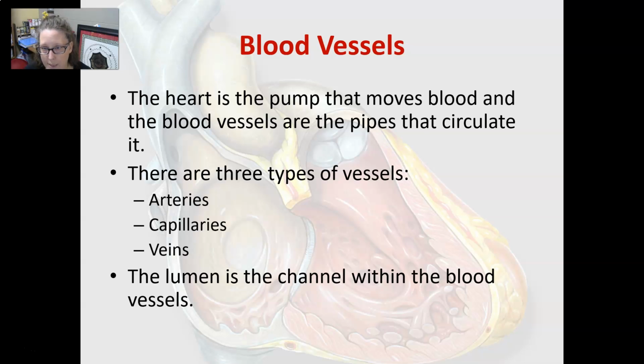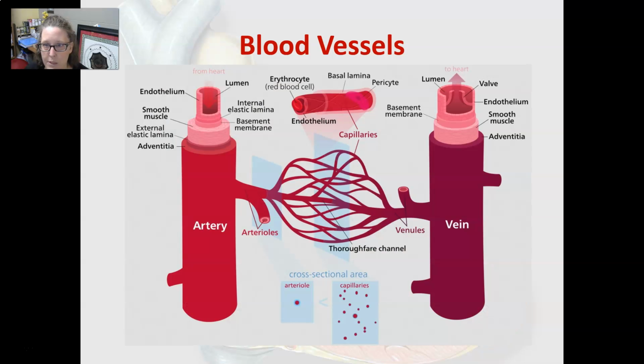The heart is the pump that moves the blood, and the blood vessels are the pipes that circulate it. There are three types of blood vessels: the arteries, the capillaries, and the veins. The lumen is the channel within the blood vessels, and it can be larger or smaller depending on which of the vessels you're in. So let's look at the blood vessels.